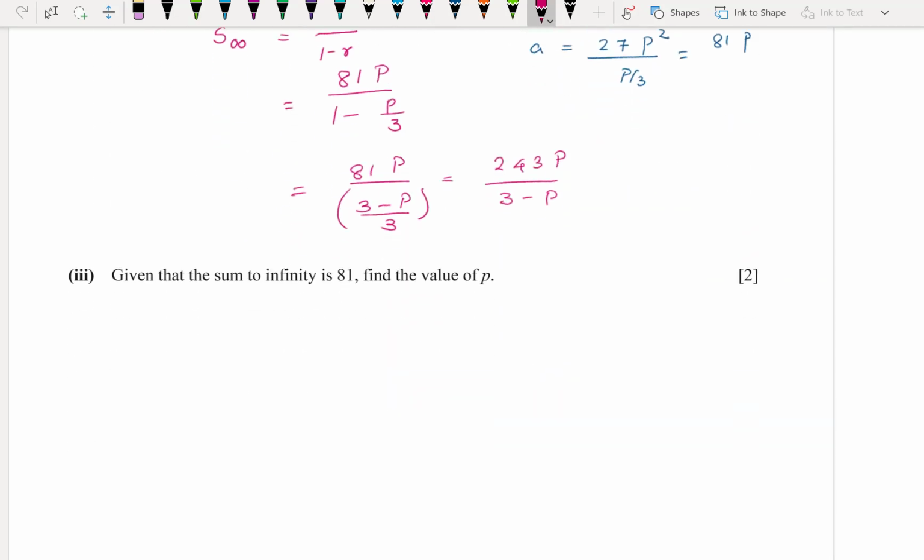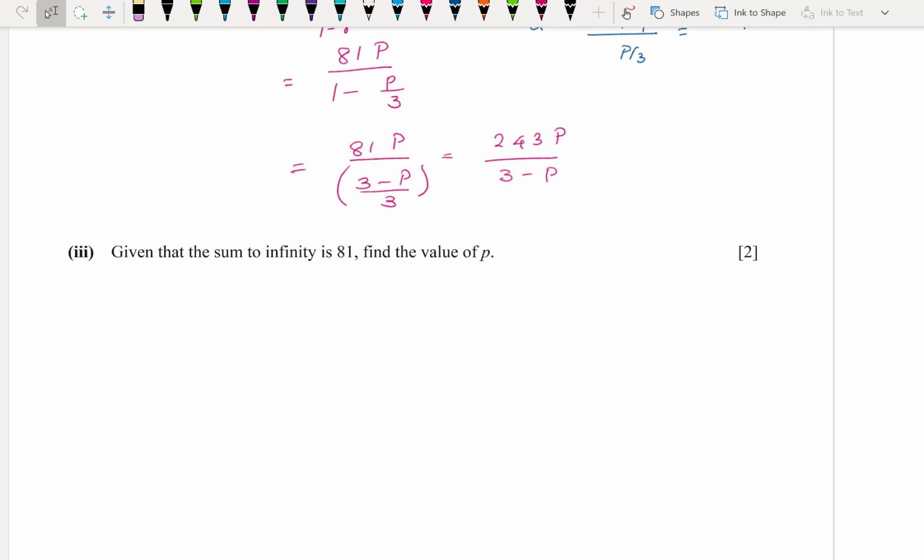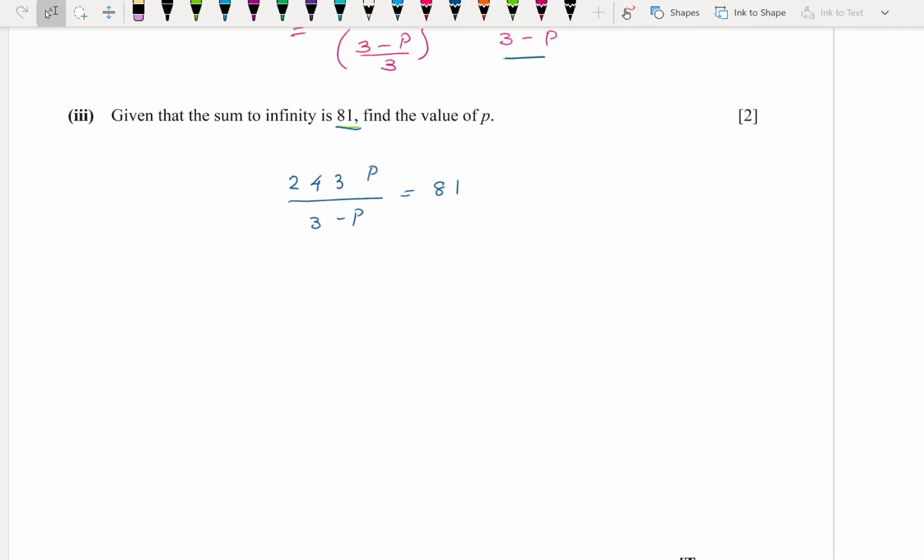Given that the sum to infinity is 81, find the value of p. Now we have already calculated the sum to infinity and they're saying that value is equal to 81. This is equal to 81 is what they're saying, Amrita. So let's use it. 243p divided by 3 minus p is equal to 81. It's just mechanical calculation at this stage, Amrita.